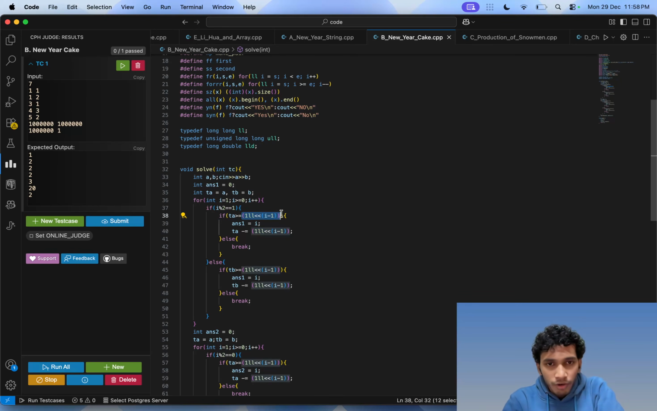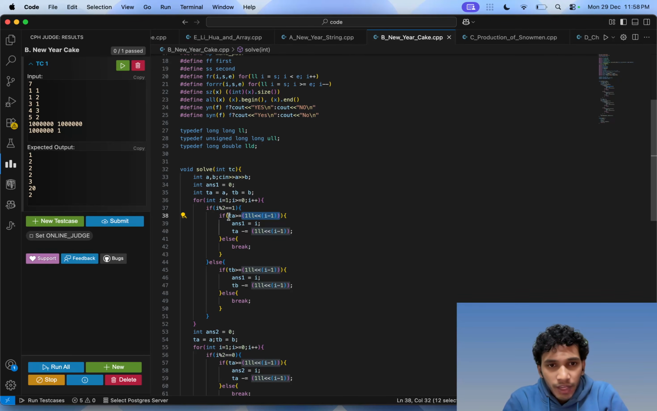And what is the amount of chocolate we require? It is 2 to the power I minus 1. All right, because in the first layer we had one amount of chocolate, which is 2 to the power 0. In second we had 2, which is 2 to the power 1. So the layer number minus 1 is the power of 2. That is the amount of chocolates we currently require.